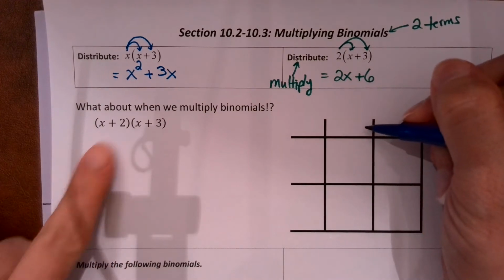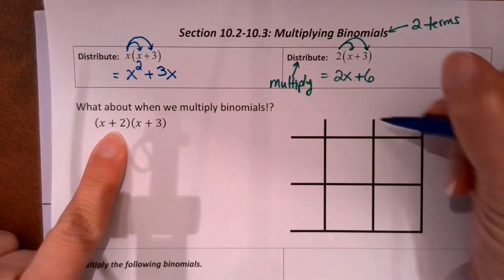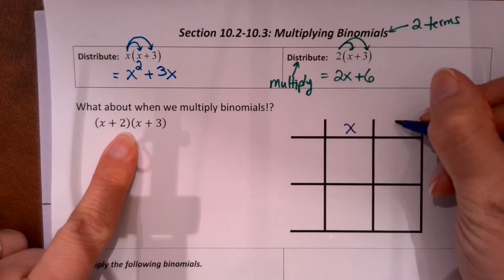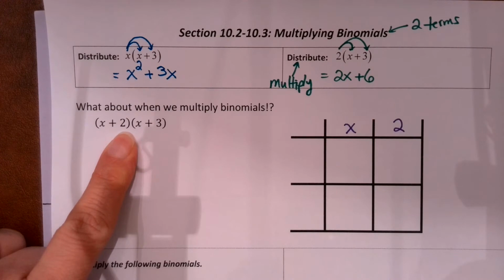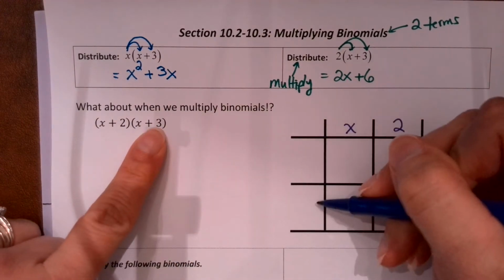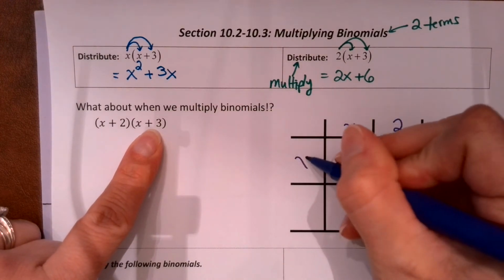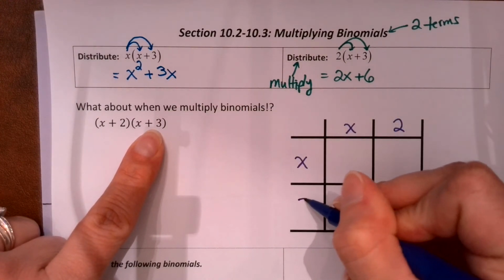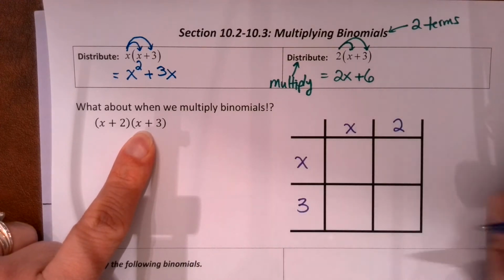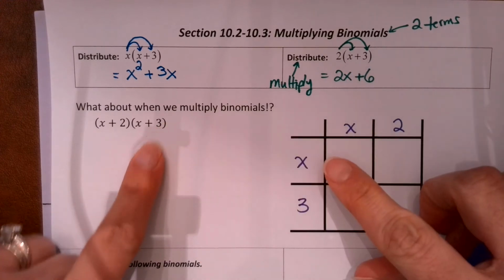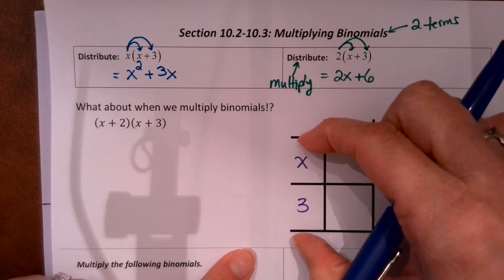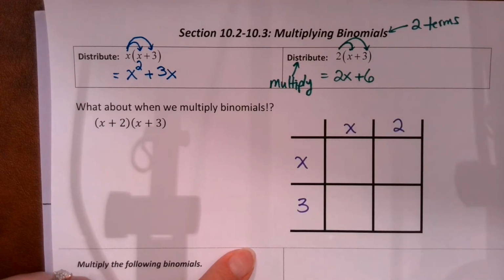It doesn't matter where you put these. I'm going to put the first binomial across the top. So I have x as my first term and 2 as my second term. I'm going to put a positive 2 because it says plus. And then along this side, I'm going to put the other binomial. The first term is x, the second term is positive 3. If that said minus, I'd put a negative on the 3. It doesn't matter if you put the second binomial on the left side or the top side. Each binomial is just going to get put in one of the spots.